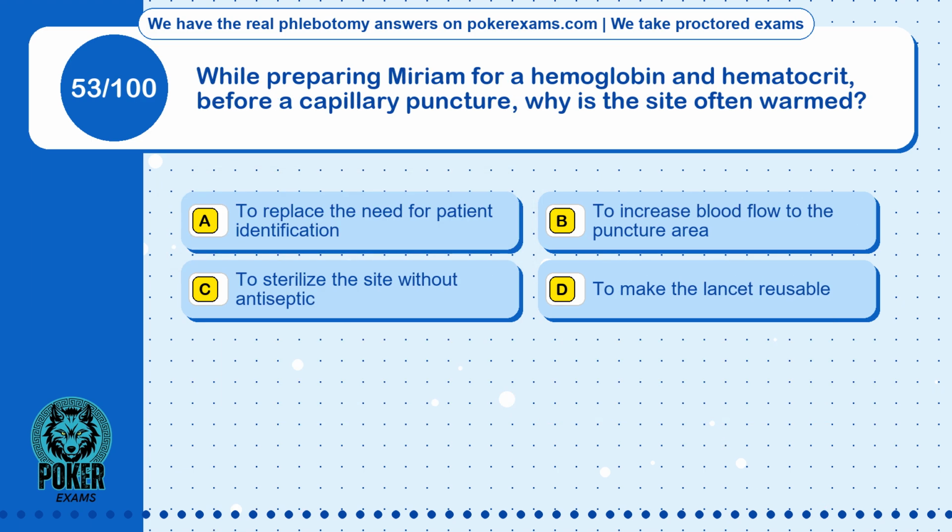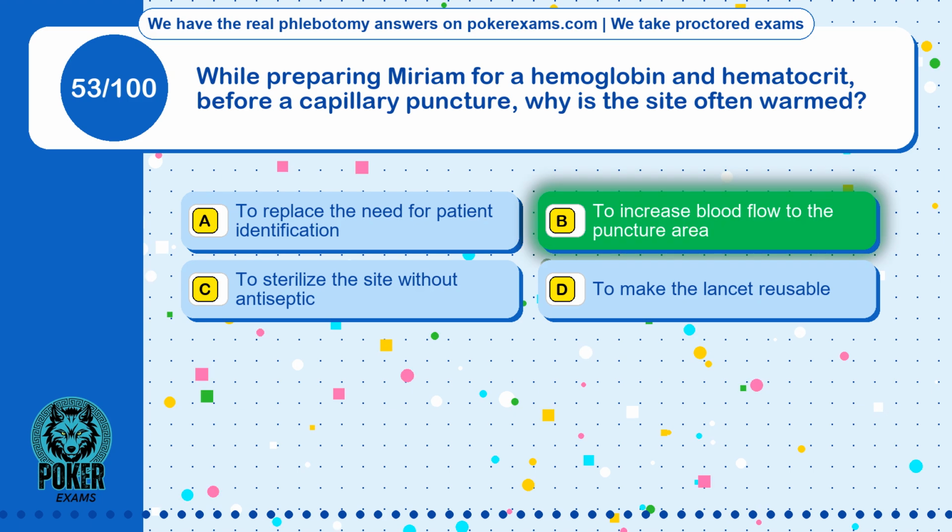Question 53. While preparing Miriam for a hemoglobin and hematocrit, before a capillary puncture, why is the site often warmed? Option A, to replace the need for patient identification. Option B, to increase blood flow to the puncture area. Option C, to sterilize the site without antiseptic. Option D, to make the lancet reusable.